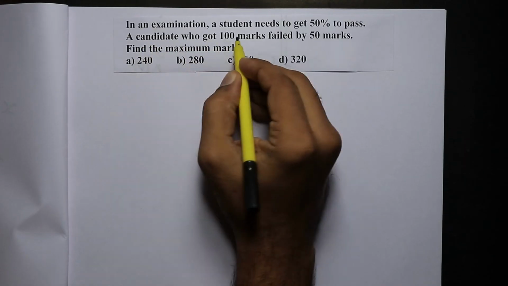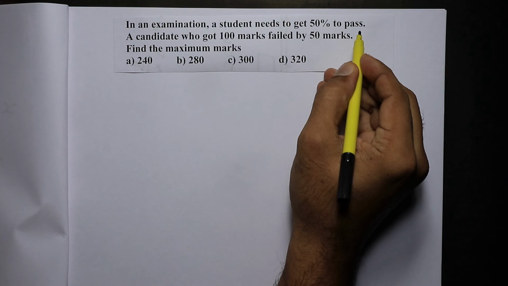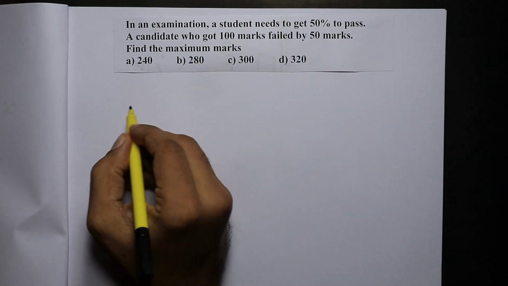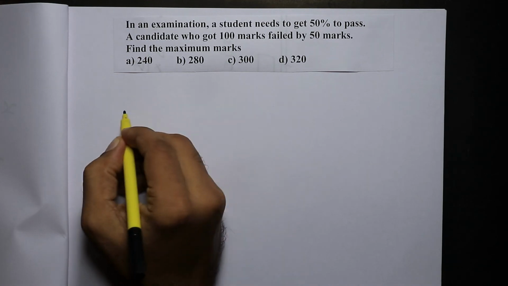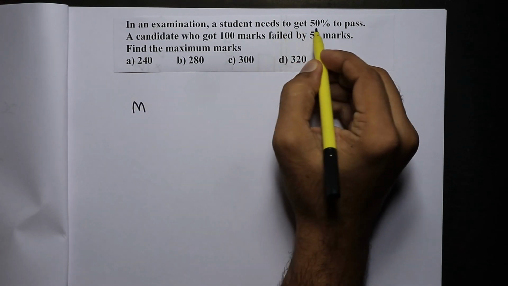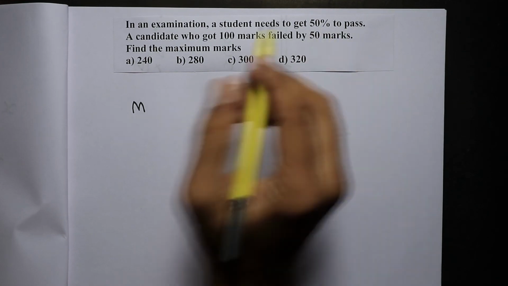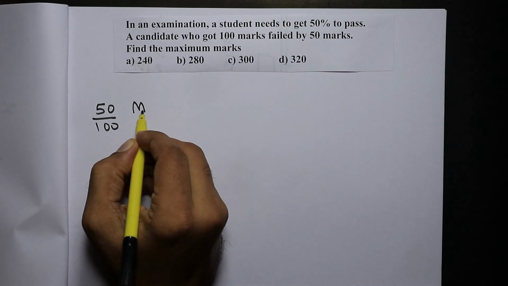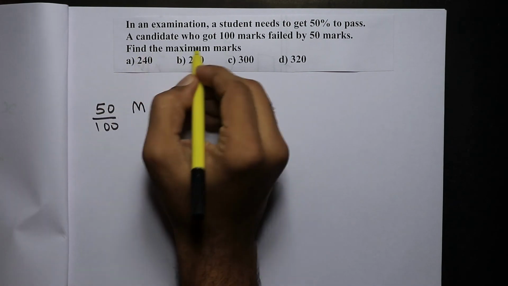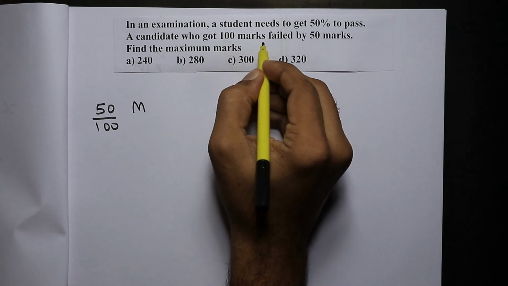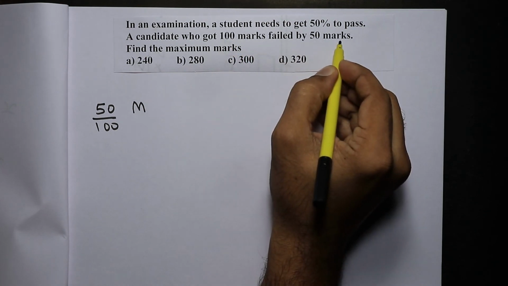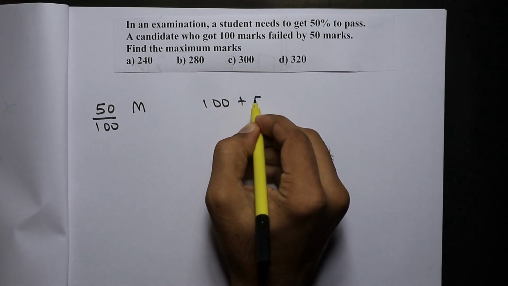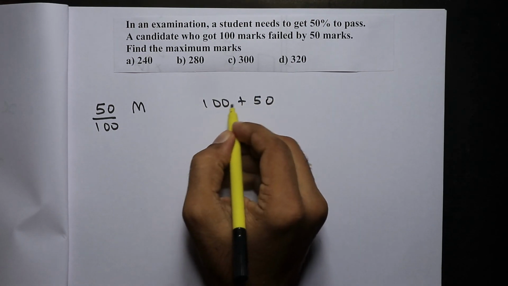In an examination, a student needs to get 50% to pass. So let us form the equation for that. Let us assume that the maximum marks of the exam is M. If he gets 50%, that will be the pass mark. So 50% of the maximum marks is equal to the pass mark. A candidate who got 100 marks failed by 50 marks. So he got 100 marks. If he had another 50 marks, that will be equal to the pass mark.